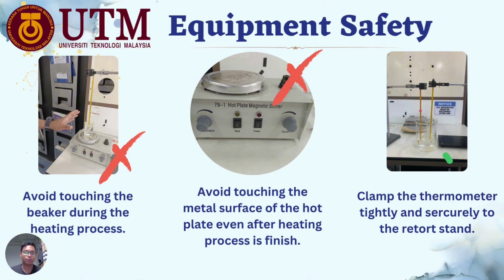Next, for the equipment safety. First, avoid touching the beaker during the heating process. And then we should avoid touching the metal surface of the hot plate even after the heating process is finished. Lastly, clamp the thermometer tightly and securely to the retort stand to avoid it falling off.